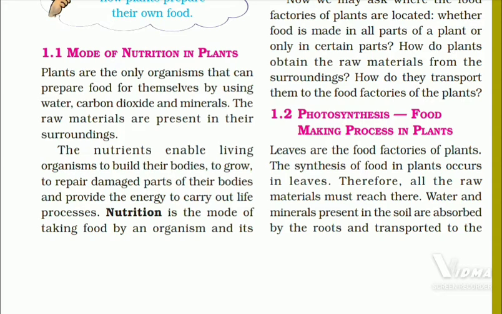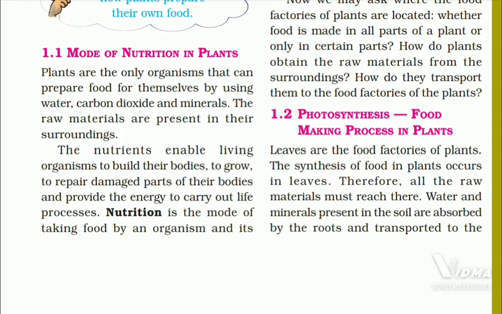Leaves are the food factories of plants. The synthesis of food in plants occurs in leaves. So we all know that whatever food the plant produces, it is all produced with the help of leaves. All the synthesis, all the making of food, takes place in leaves only. Therefore, all the raw materials must reach there. For processing, the material should reach there.